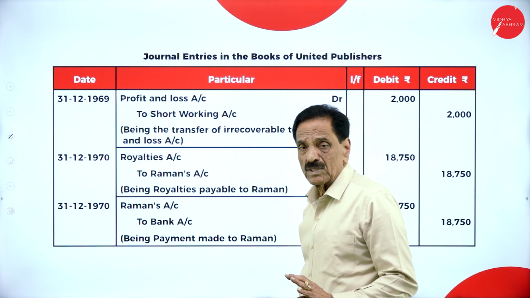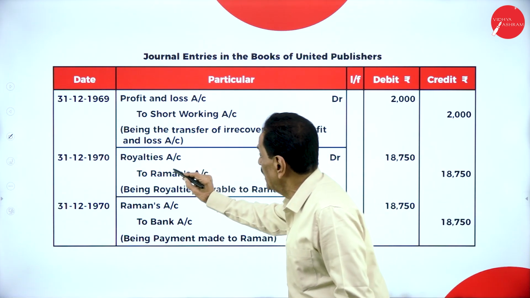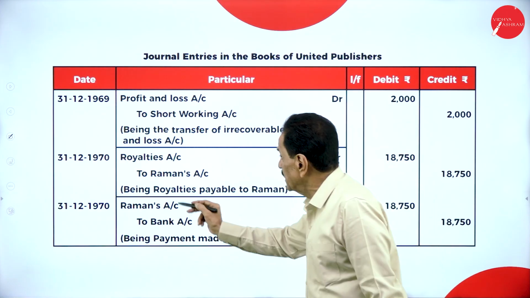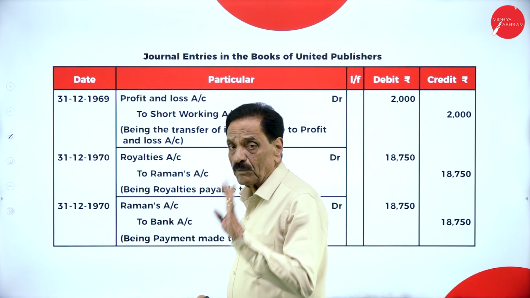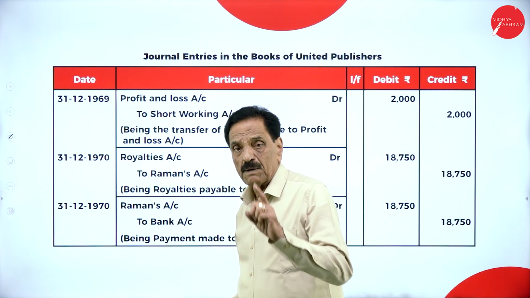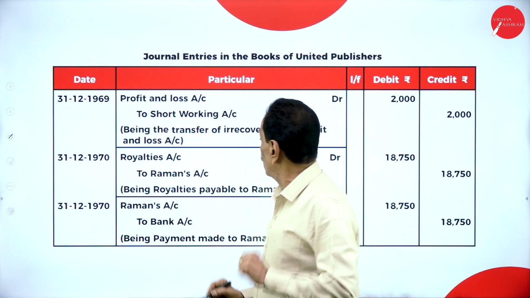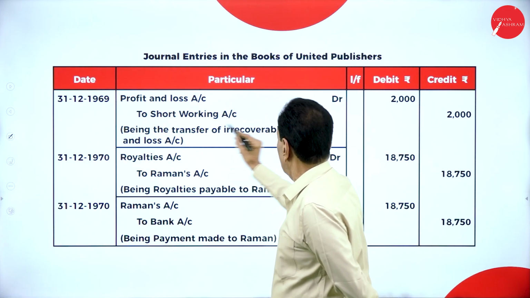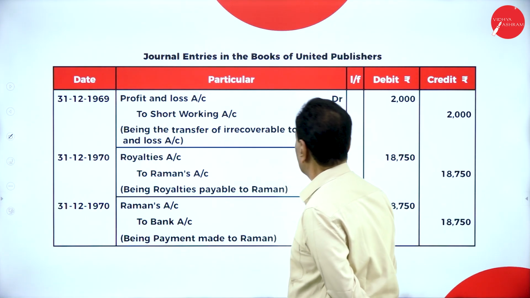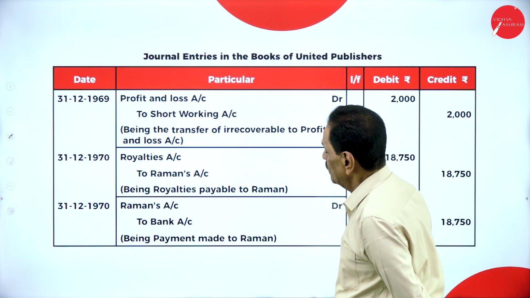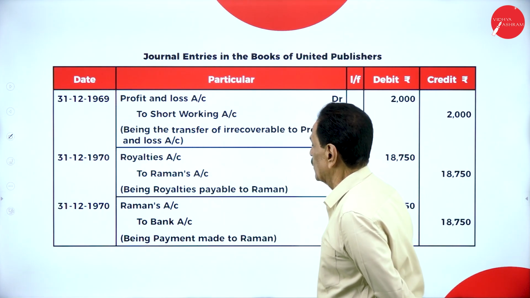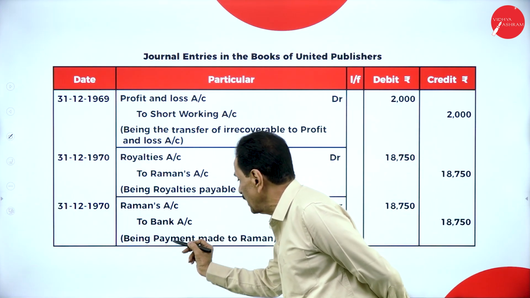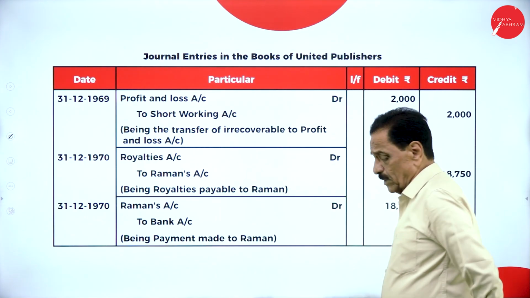For how many months? 4 months. Royalties account debit to Raman account 18,750. This is the fine. Actually, for how many months? 4 months. Per month 500. 500 into 4 is 2,000 fine. There's a loss. Profit and loss account debit to short working account, being transfer of irrecoverable amount to profit and loss account. Royalties account debit to Raman account, being royalty payable to Raman. Raman account debit to bank account, being payment made to Raman.